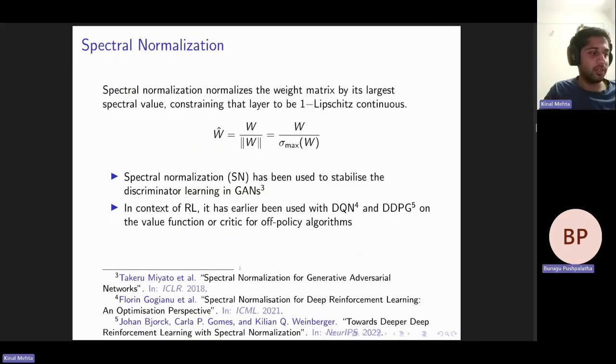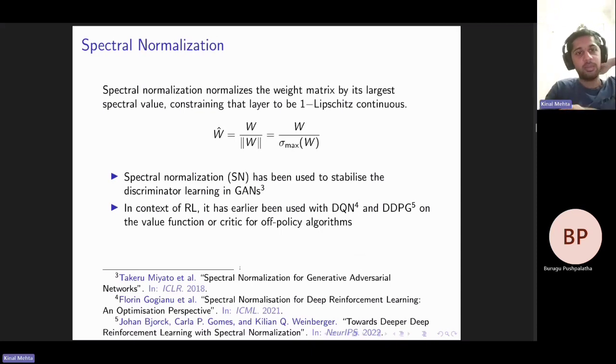And now this is the final part of the background, which is spectral normalization. Spectral normalization is basically normalizing the weight matrix by its largest spectral value. In a neural network scenario, it constrains the network layer to be one-Lipschitz continuous. Spectral normalization was introduced to stabilize discriminators in GANs, and we'll be using similar concepts here.